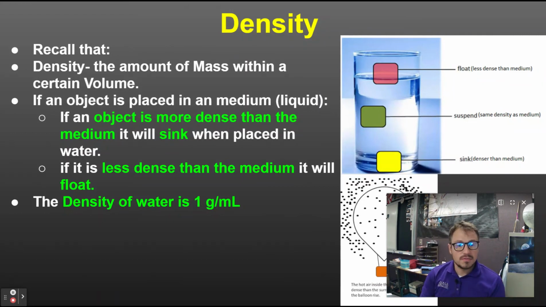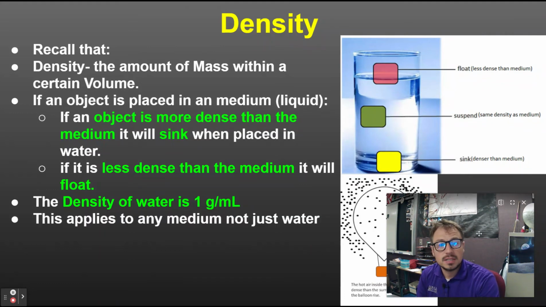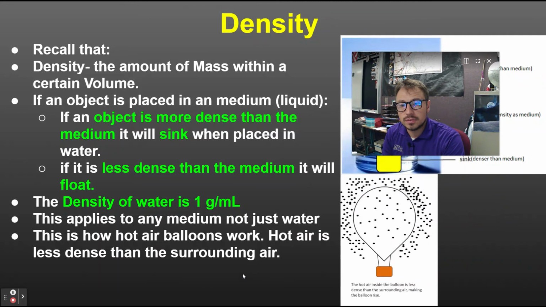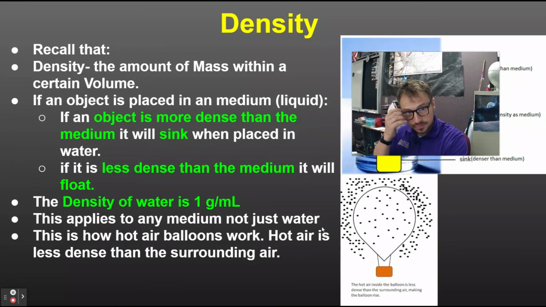Now, this doesn't have to be water, but it can be. But if I put an anvil into, say, liquid mercury, the anvil will float because iron is less dense than the mercury. This also applies to any medium, including air. If you look at hot air balloons, the hot air is less dense than the surrounding air, which causes the hot air balloon to rise. That's why helium balloons rise, because helium is less dense than the air.